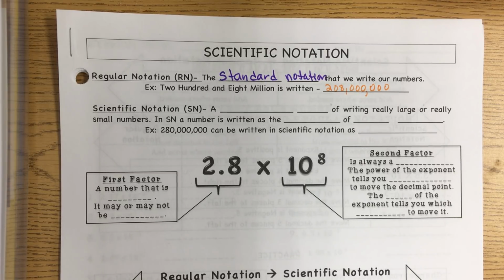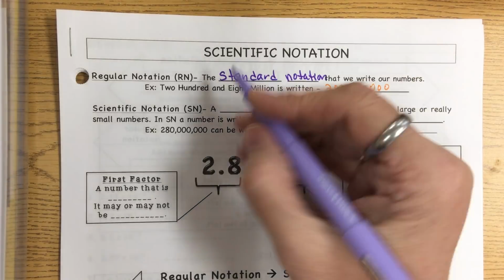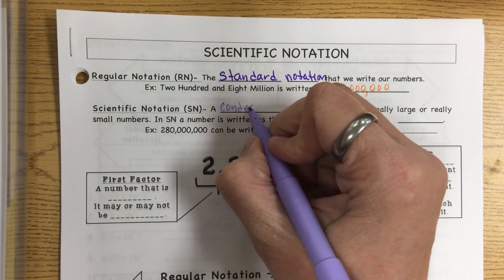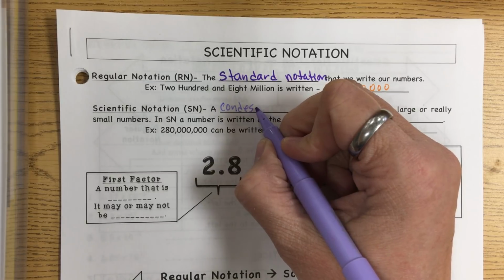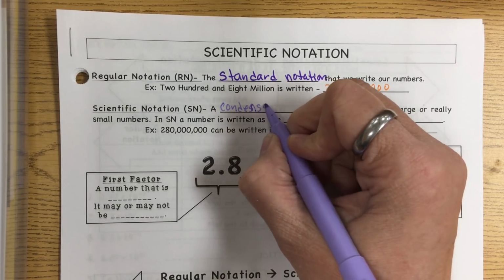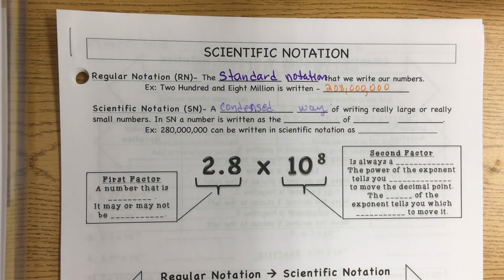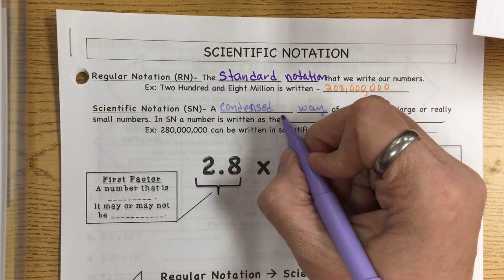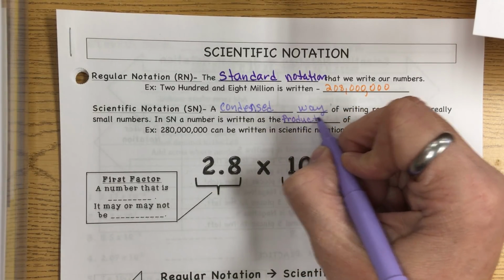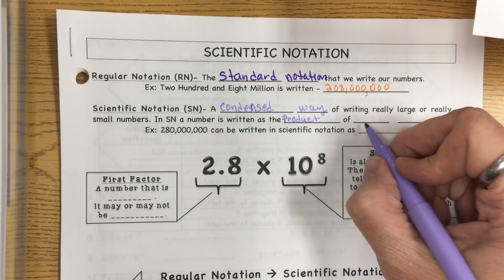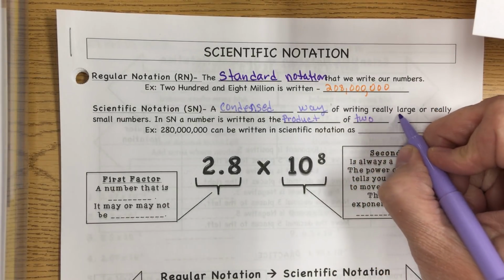Now, scientific notation is a condensed way of writing really large or really small numbers. SN, or scientific notation, is a number that can be written as a product. That means multiplication of two factors.